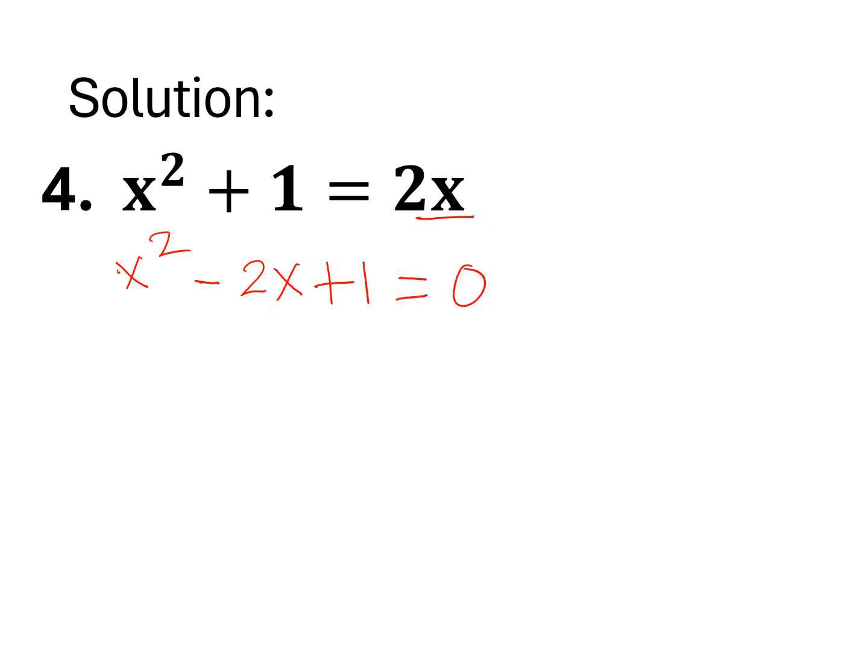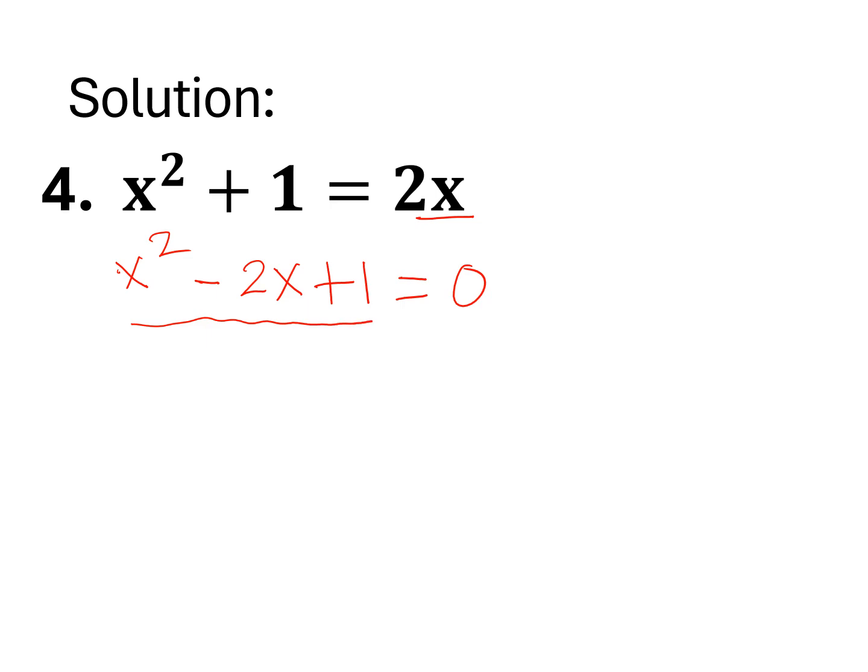The positive 1 is still positive, because this number is still on the left side of the equation, so the sign does not change. Only the sign of 2x changes. Now this is already written in standard form, so we can factor the polynomial.